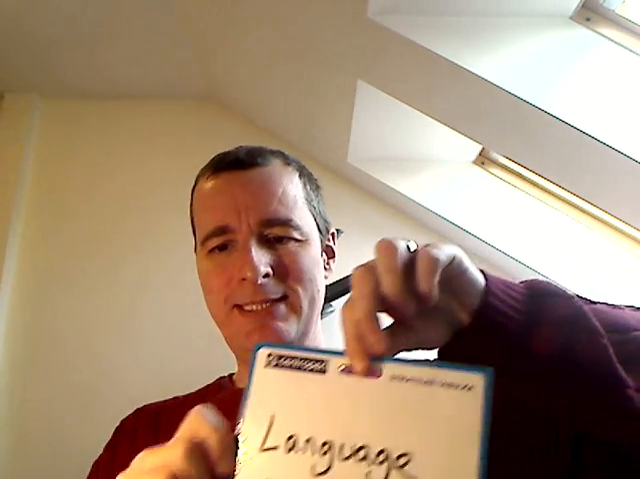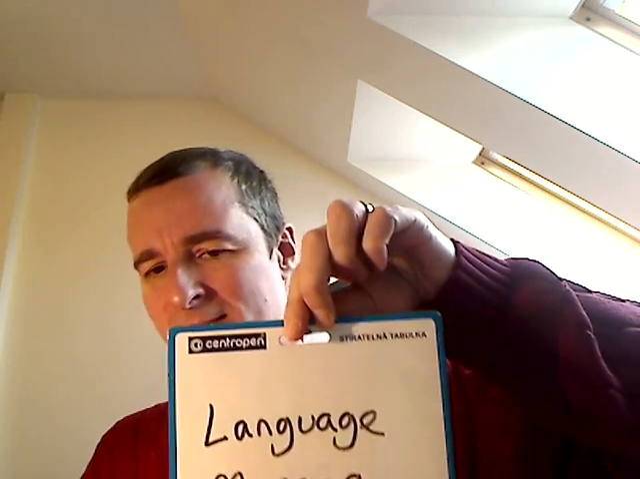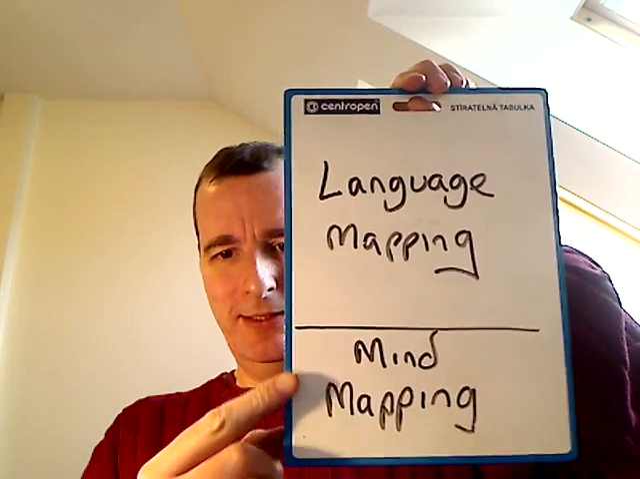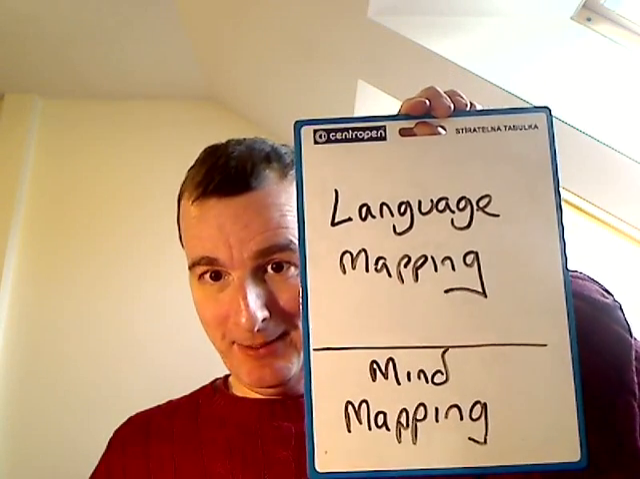So I'm going to talk in particular about something that I've been doing called language mapping. And language mapping is based on something called concept mapping. You can find all about concept mapping on Google. There are many references to it. One of the best known forms of it is something called mind mapping.